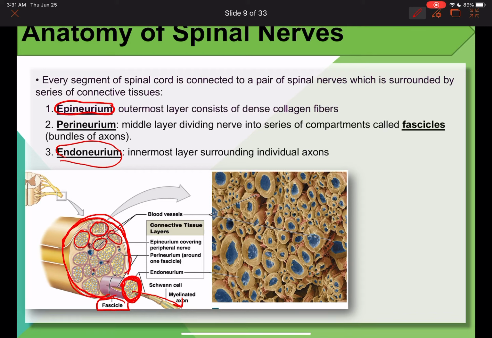Here, one fascicle is made up of multiple neurons. And remember the epi, peri, and endo, and you should be fine. You're just now replacing them instead of mycelium. Now you're calling them neurium for neurons.